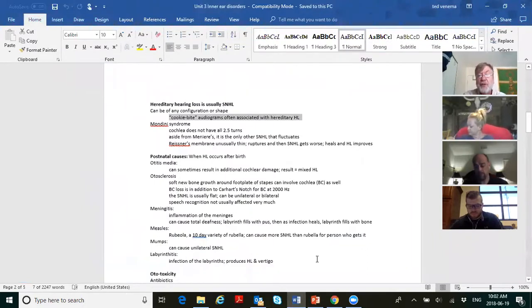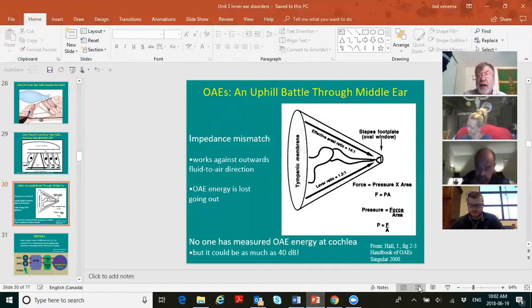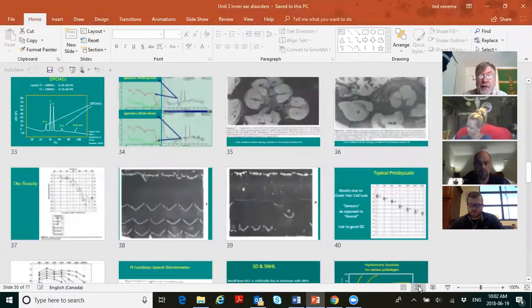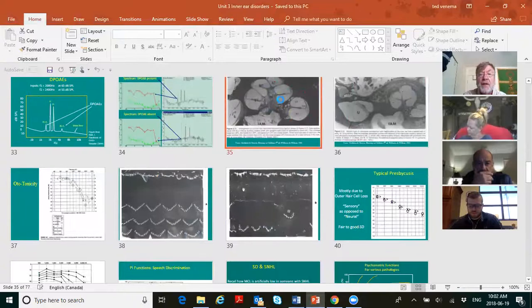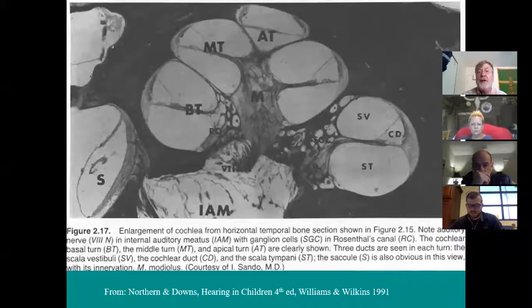Mondini syndrome. Too few turns in the cochlea. I wonder if I've got the picture of that. I think I do. Let's go. Yeah, here's Mondini. So here's a normal cochlea. Okay, in your PowerPoint, you'll see 2.5 turns there. And notice how the basilar membrane gets wider and wider as you go up the cochlea.